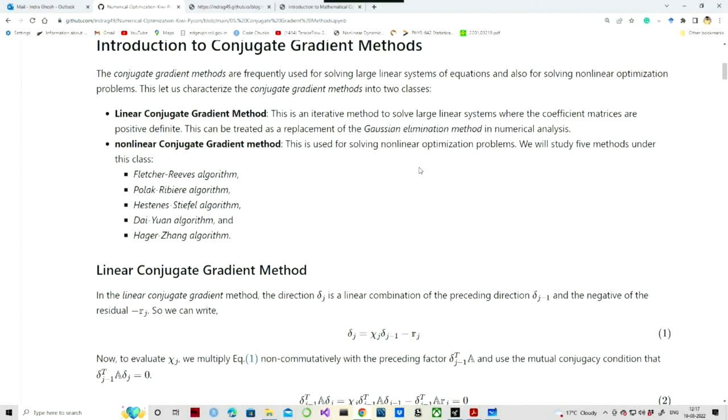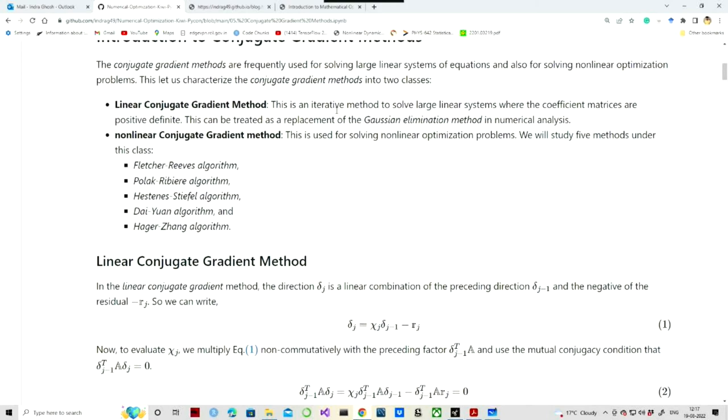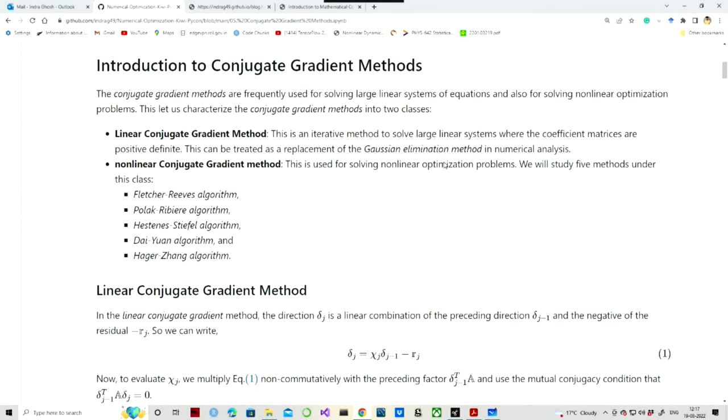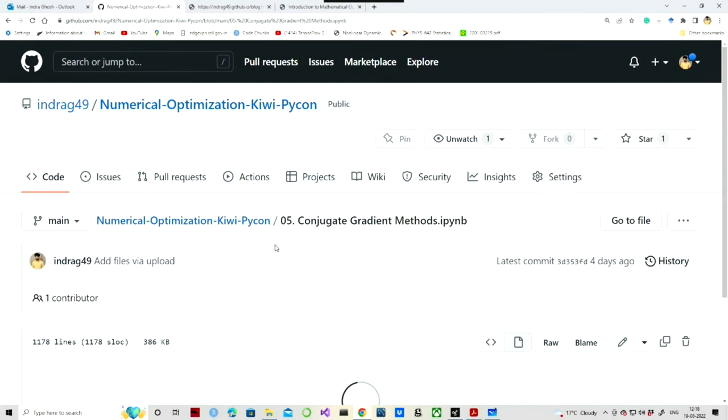The conjugate gradient methods are frequently used for solving large linear systems of equations, and also for solving nonlinear optimization problems. Personally, I prefer conjugate gradient methods if you want to deal with complicated nonlinear functions where the data is very noisy. But there is another group called quasi-Newton, which I will introduce in the last notebook.